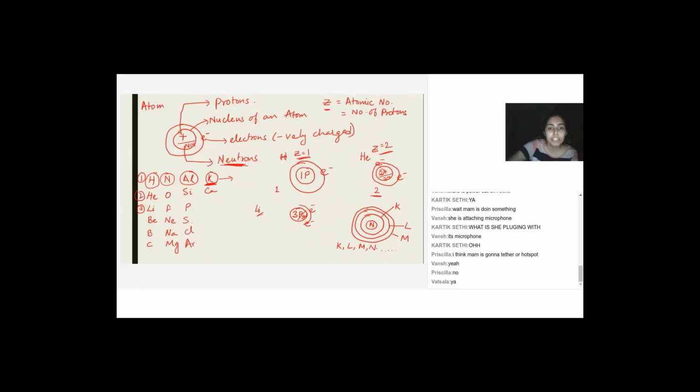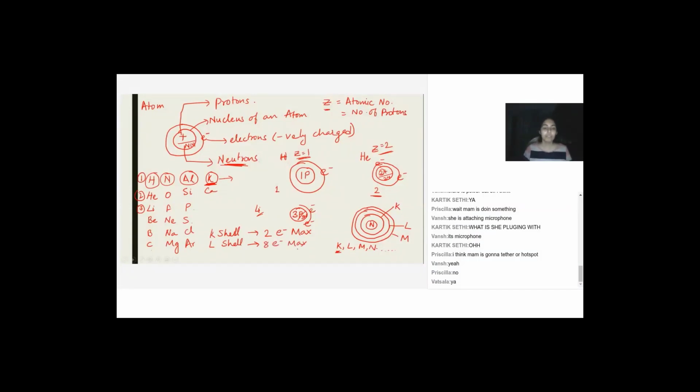So the important thing to remember is the K shell or the first shell of any atom. The K shell or the first shell can only hold a maximum of 2 electrons. It cannot hold more than 2 electrons. Can hold 2 electrons max. Not more than 2. And L shell can hold maximum of 8 electrons.